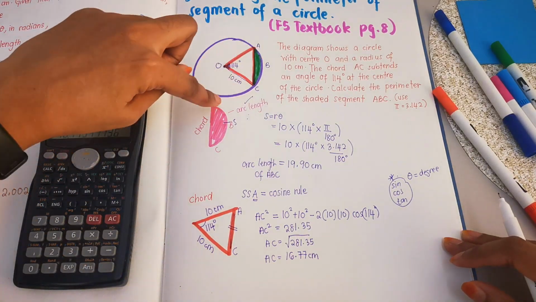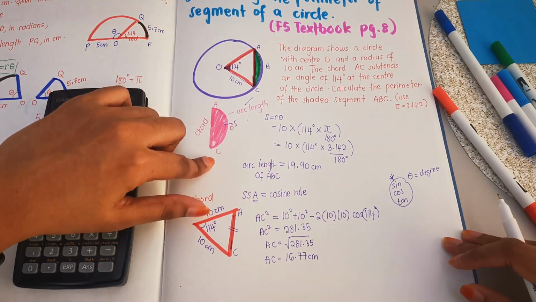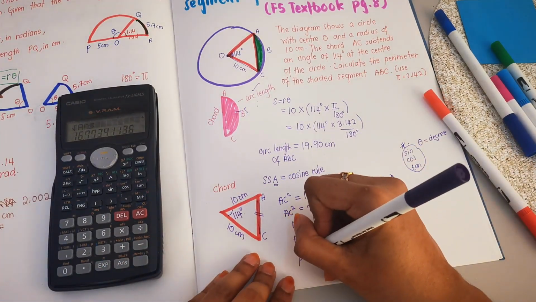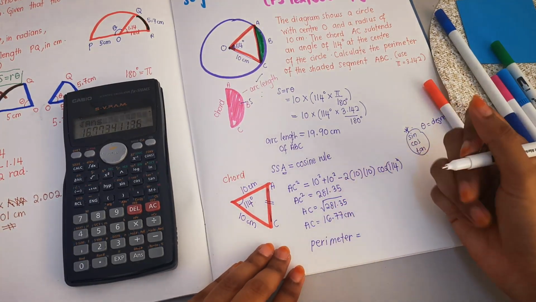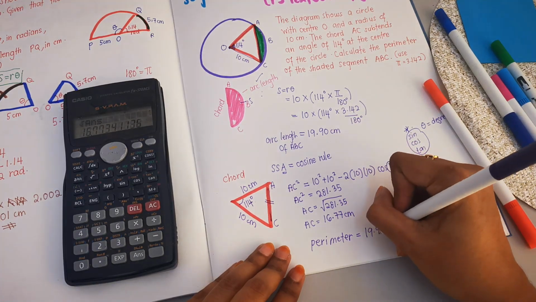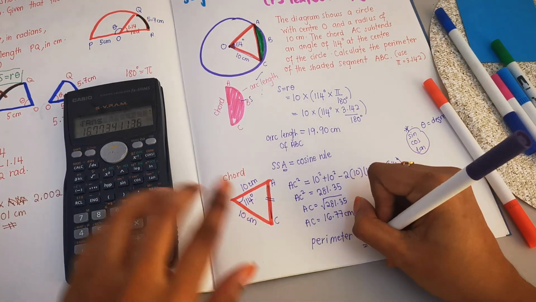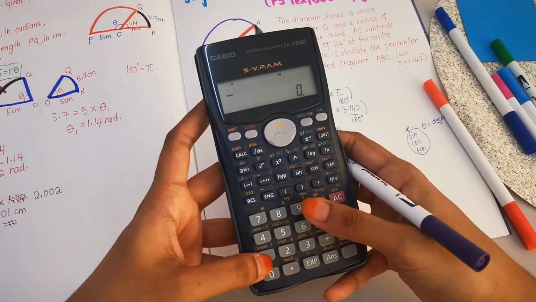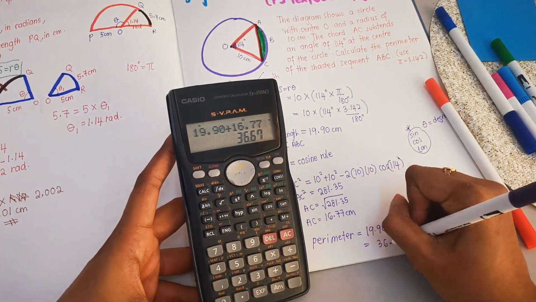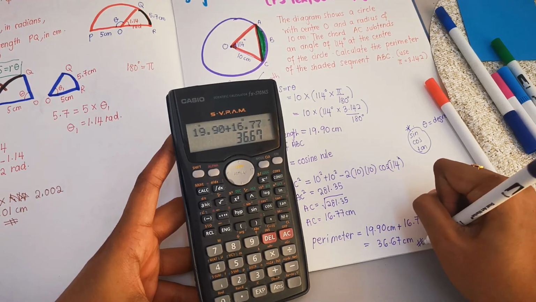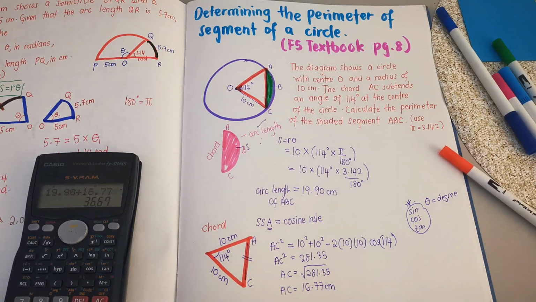Now we already have the length of the arc and we also have the length of the chord. So the perimeter is going to be the sum of both. We take 19.90 plus 16.77, so let's add together. 19.9 plus 16.77 is 36.67 cm. So this is the perimeter of the shaded segment.